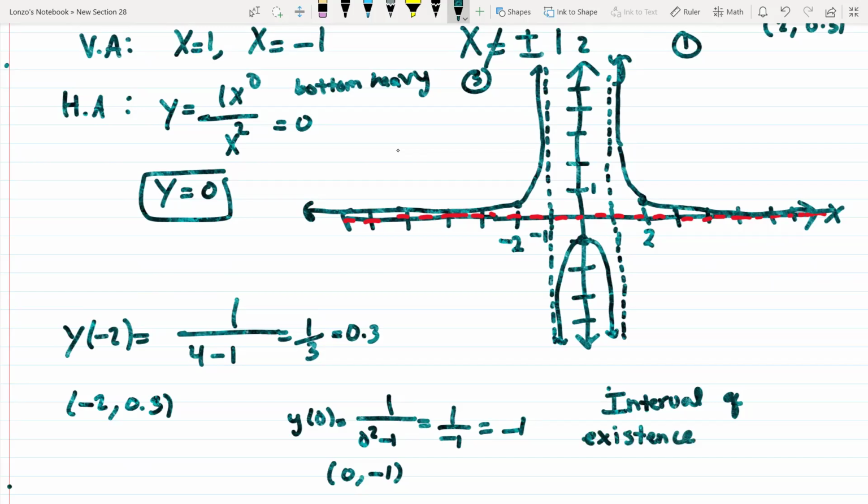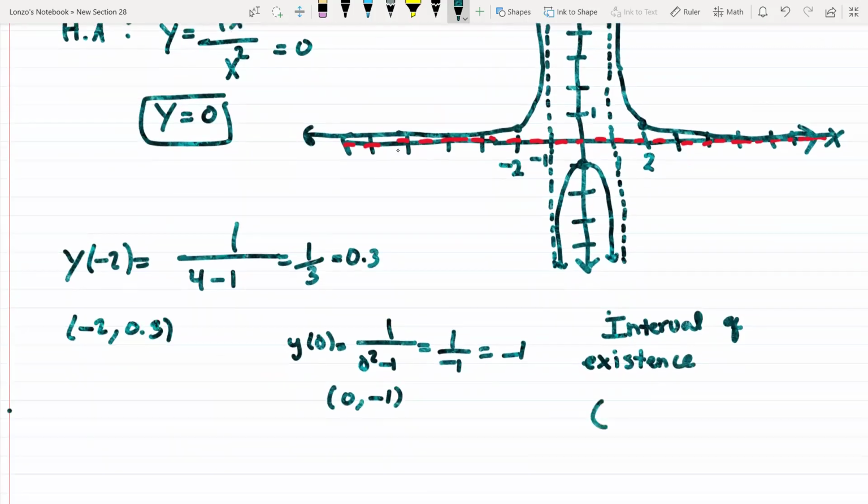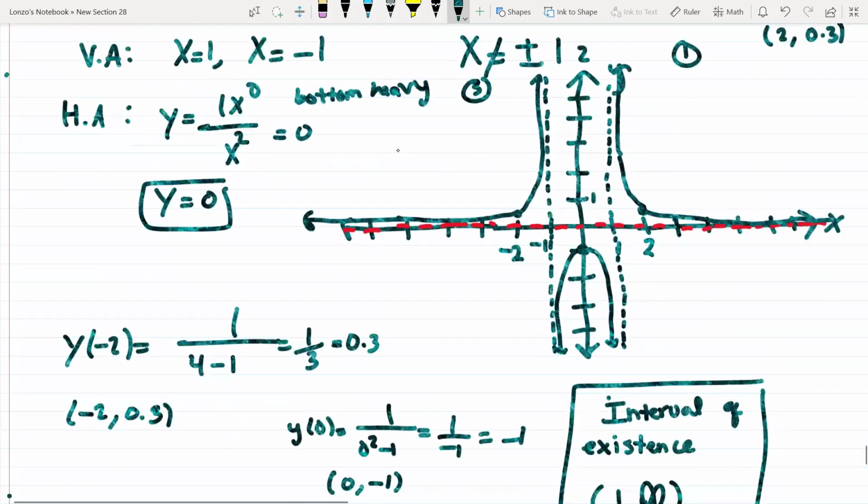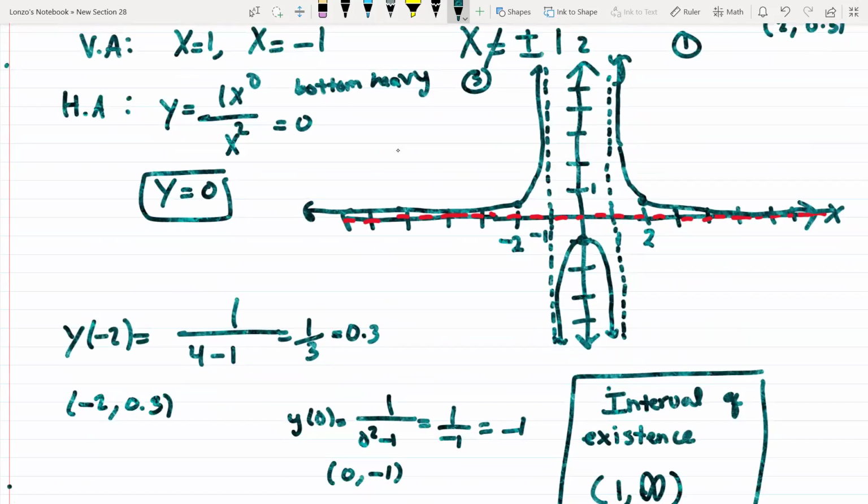Is that region one, which could be expressed as parentheses 1 comma infinity. So this is the largest interval of existence, which is 1 comma infinity. But if you really want it, the domain for the entire graph is all real numbers except for the vertical asymptote. So let me write that out. This is not our answer. I just want to make sure that the domain of this graph is all real numbers except x cannot equal -1 and +1. So how do I write that in interval notation?